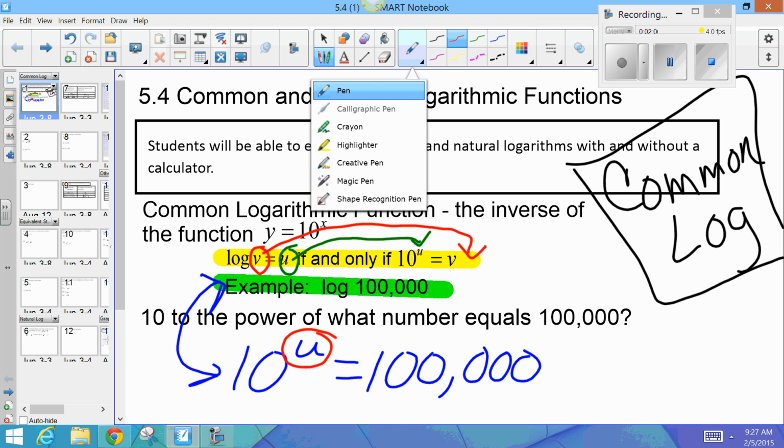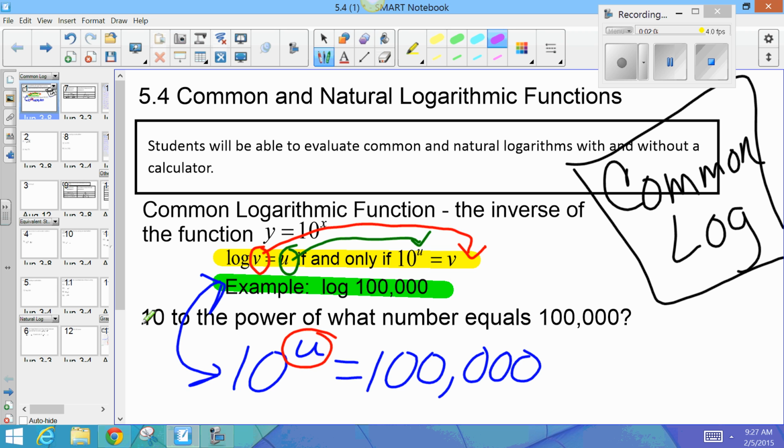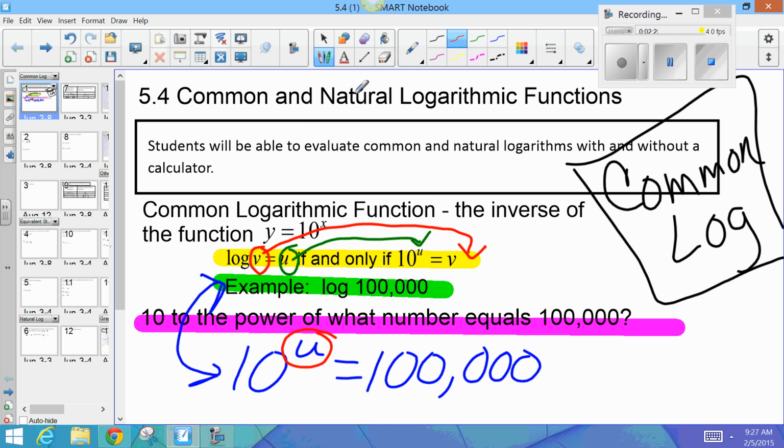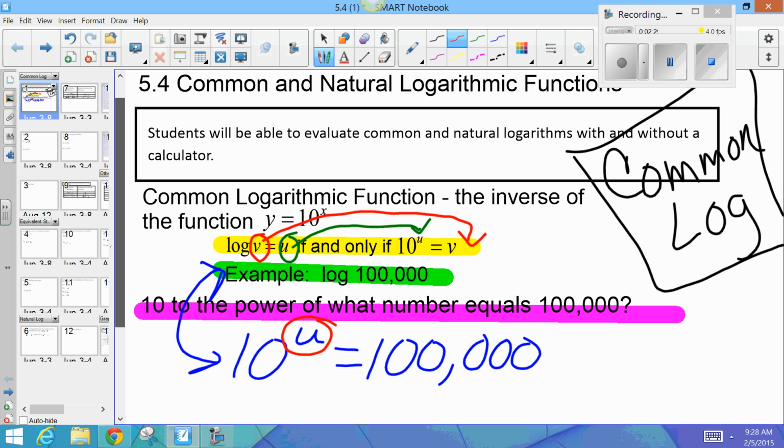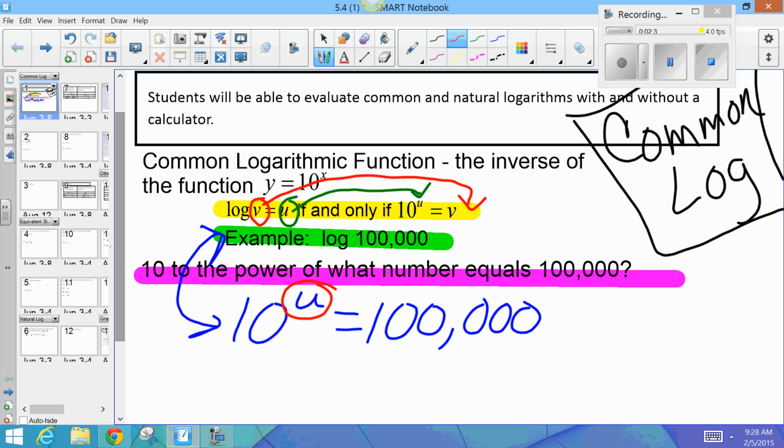And here that is in English. 10 to the power of what number equals 100,000? That's the question we're asking. All right, so if we've got any power of 10, we've got a 1 with a bunch of zeros on it. And there's a nice little feature to this in the digital number system that we can just count how many zeros to get our answer.